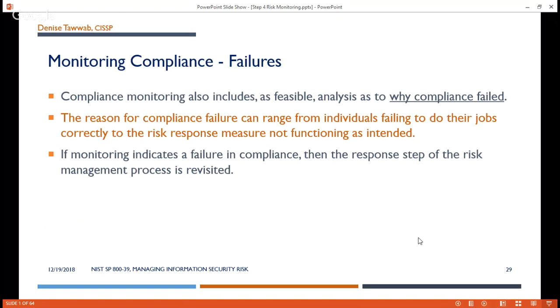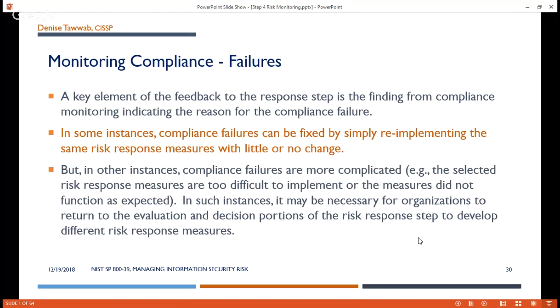So you go back. A key element of the feedback to the response step when a compliance failure happens is the finding from compliance monitoring indicating the reason for the compliance failure. In some instances, compliance failures can be fixed by simply re-implementing the same risk measures with little or no change. But in other instances, compliance failures are more complicated. The selected risk response measures are too difficult to implement, or the measures didn't function as expected. In such cases, it might be necessary for your organization to return to the evaluation and decision portions of the risk response step to develop some different risk response measures. Things don't always work.